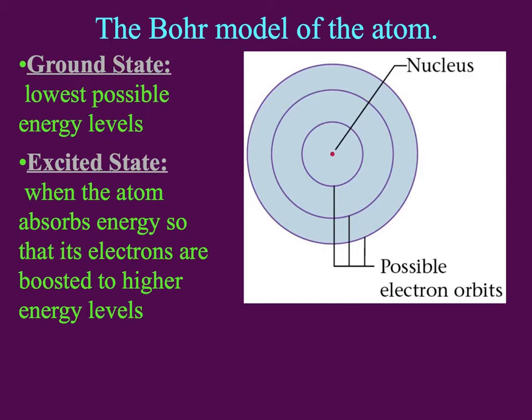So the excited state is when the electron will jump up from one energy level to a higher energy level. In order to jump up to a higher energy level, remember, it has to absorb energy. It has to absorb energy, then it can jump up to a higher energy level.